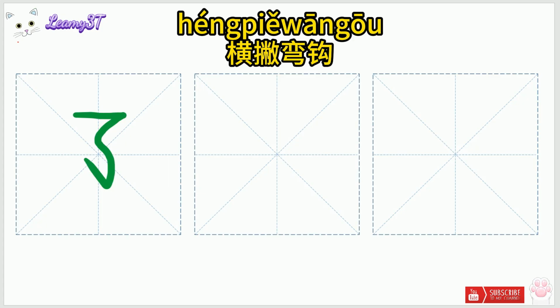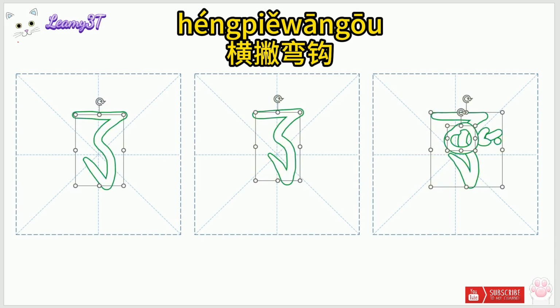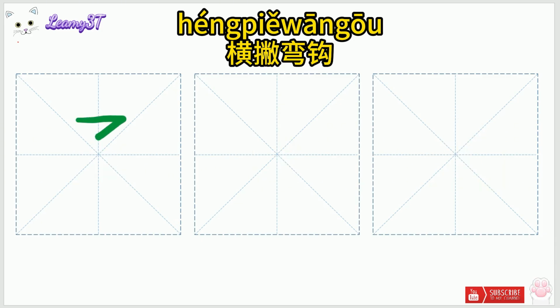横撇弯钩, 横撇弯钩, 横撇弯钩. Now, let's make the connecting middle part sharp. 横撇弯钩. Sorry.